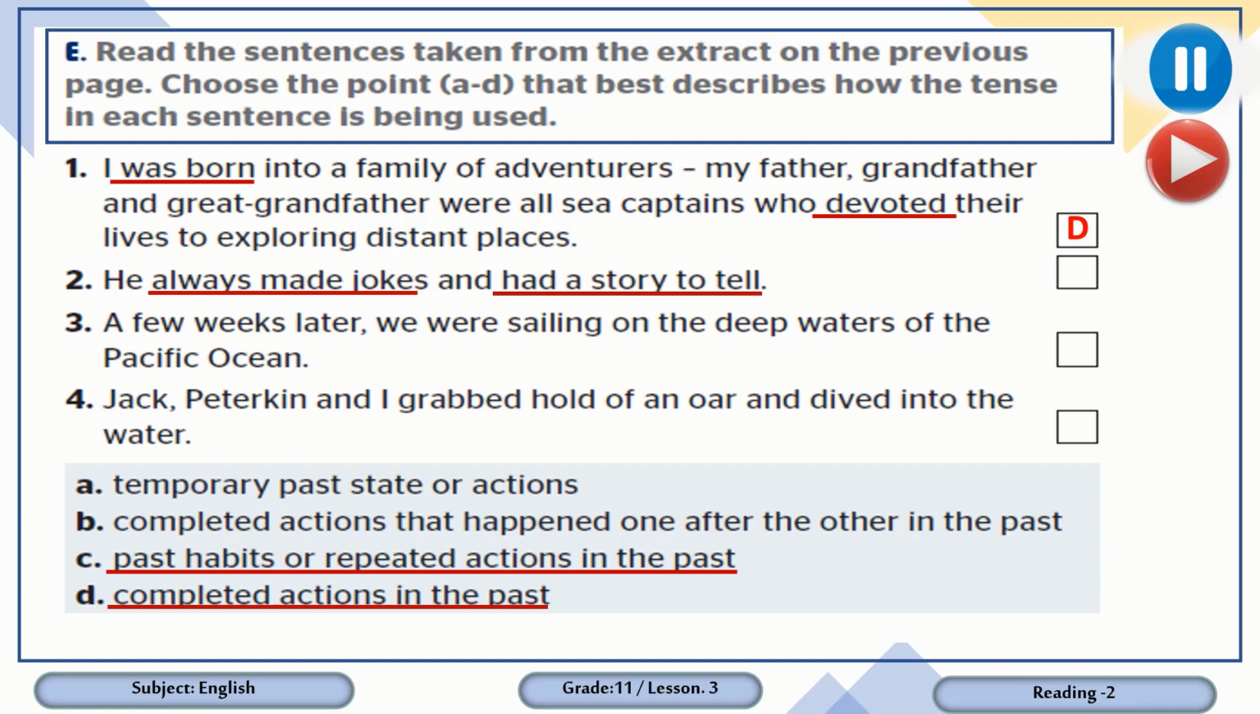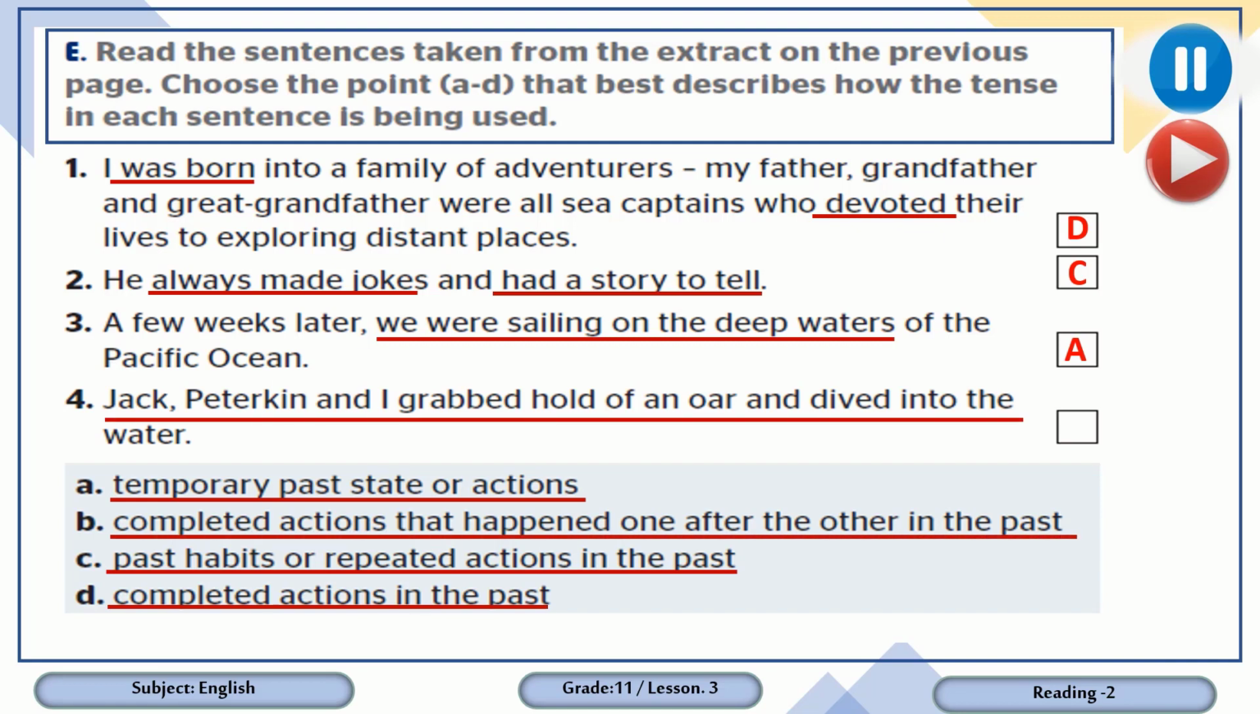Excellent. Number 3. A few weeks later, we were sailing on the deep waters of the Pacific Ocean. Which description did you give to sentence number 3? Excellent. Letter A. Temporary past state or actions. And the last one, Jack, Peter Kane, and I grabbed hold of an oar and dived into the water. Very good. It's letter B. Completed actions that happened one after the other in the past. Excellent.